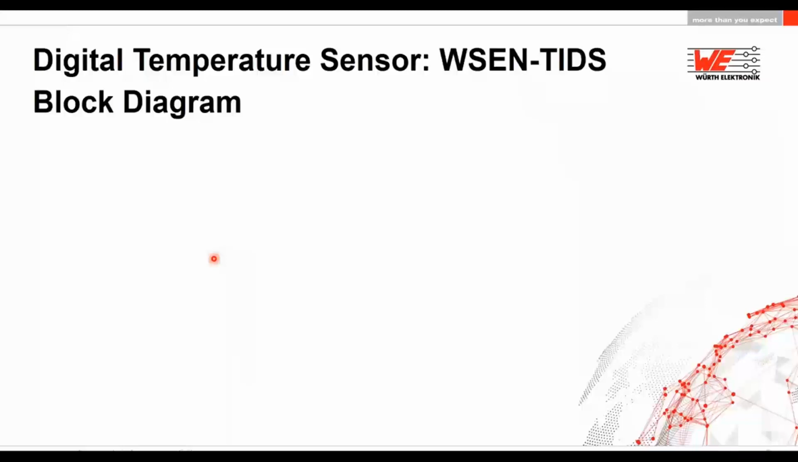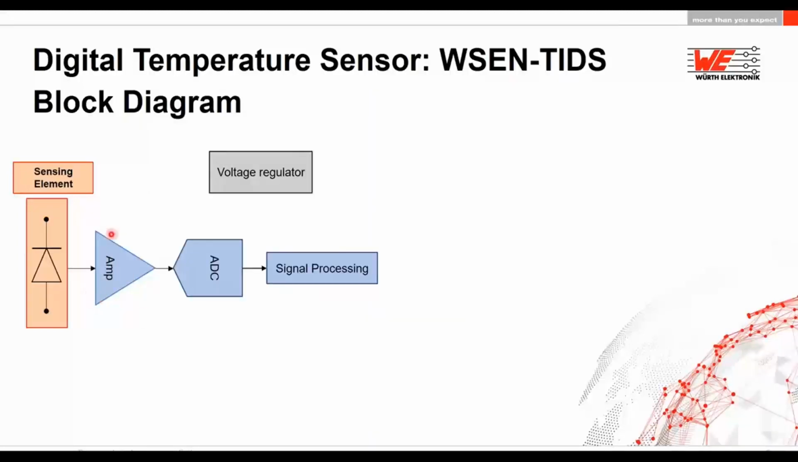That brings us to the digital temperature sensor from Wurth Elektronik, the WSN TIDS. What do we have in this sensor? As mentioned, we have the same sensing element, a diode. The forward voltage is then amplified. It has an onboard amplifier. Then it is digitalized by an ADC converter, and then signal processing is done on chip.